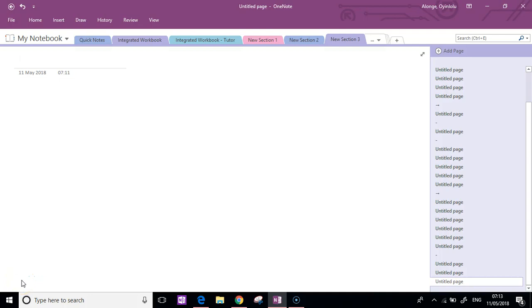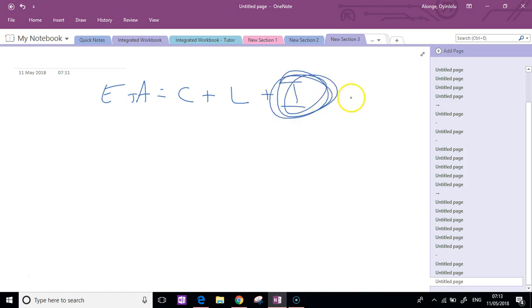Okay, income. It's very possible that, yes, you run a business, but you might have some additional income coming in from other places. Let's just look at this. A is equal to C plus L. We have E and we have I. Any type of income is about I. It's a type of I. It's on the credit side.